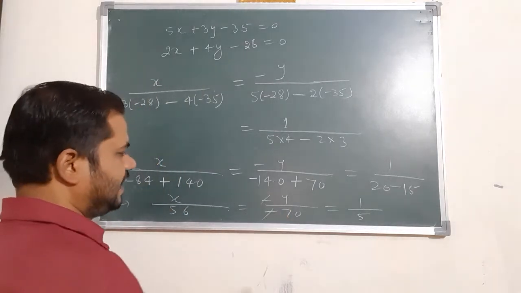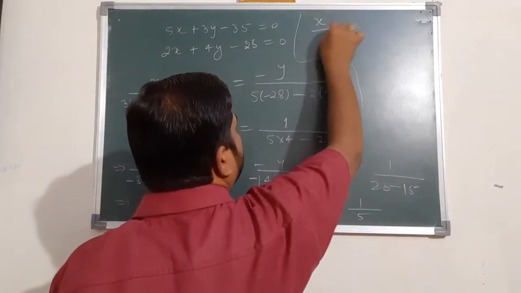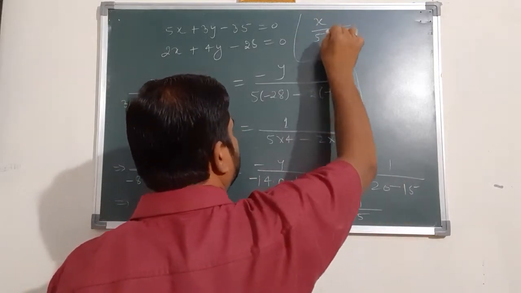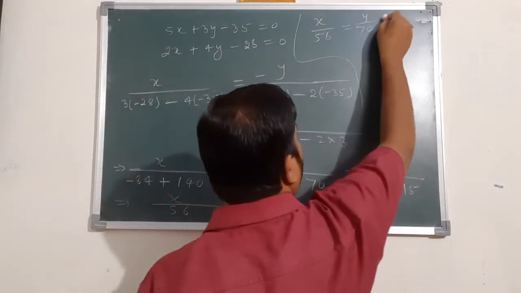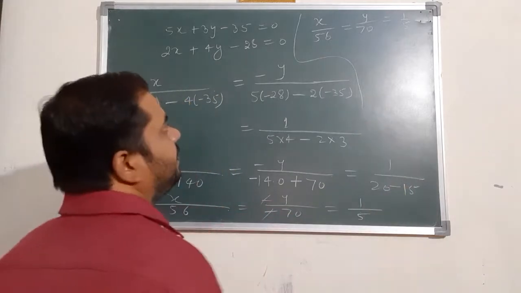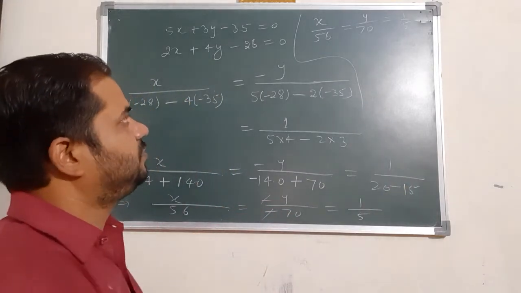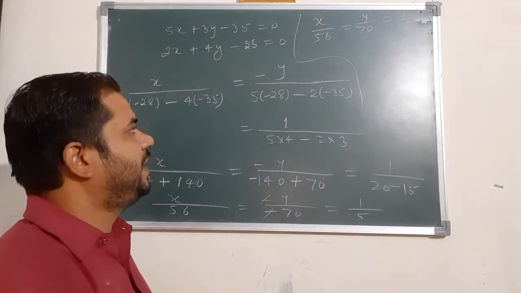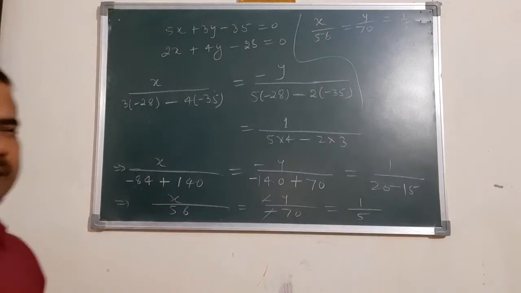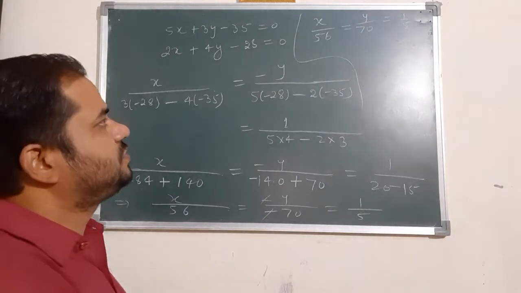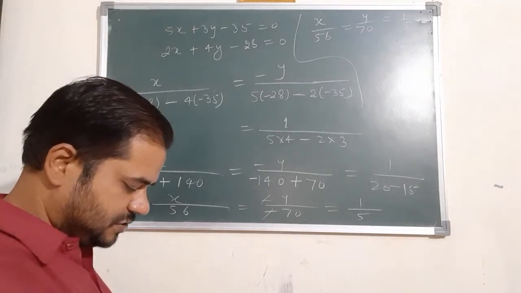So this minus is cancelled out. So x upon 56 is equal to y upon 70 and equals to 1 upon 5. So this is the solution. If x upon 56 is equal to 1 upon 5, then x will be 56 by 5. And y by 70 is equal to 1 by 5.